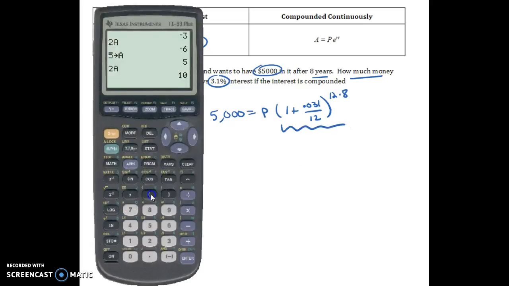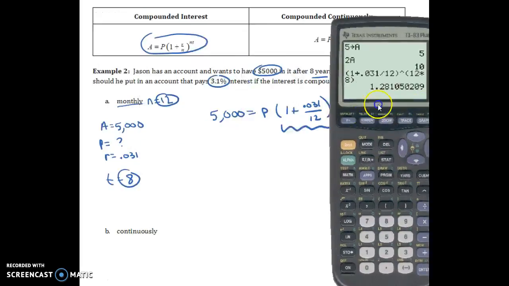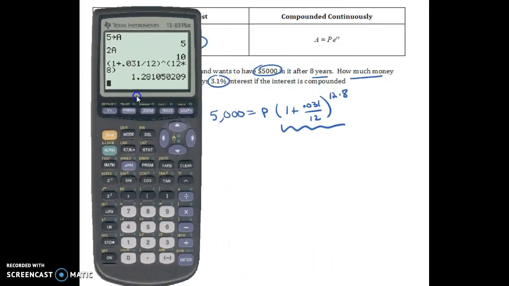That's going to be parentheses 1 plus 0.031 divided by 12, to the parentheses 12 times 8. So that's that gross disgusting decimal. And then, since I want to solve for P, I'm going to want to take this number and do 5,000 divided by that number, since P times that number is 5,000.